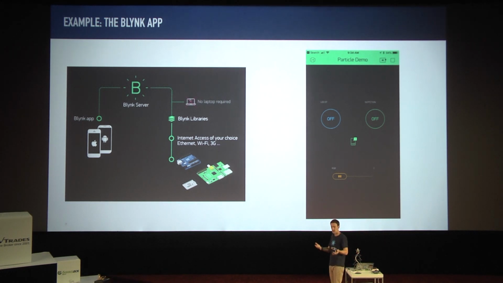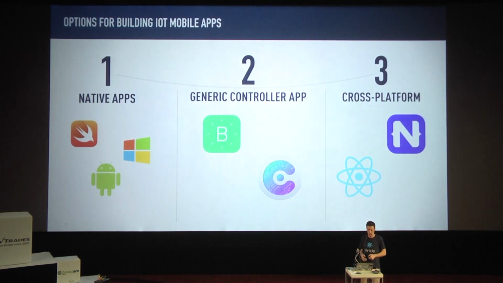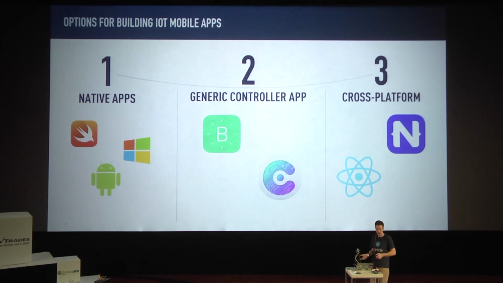You installed the Blink app. You connect it to your Arduino or your Particle device or your ESP32, and you're off to the races. That's all there is to it. And that's an interesting sort of model, but it's really only one of three types of IoT mobile apps that you would build. The native apps are, of course, the first example.